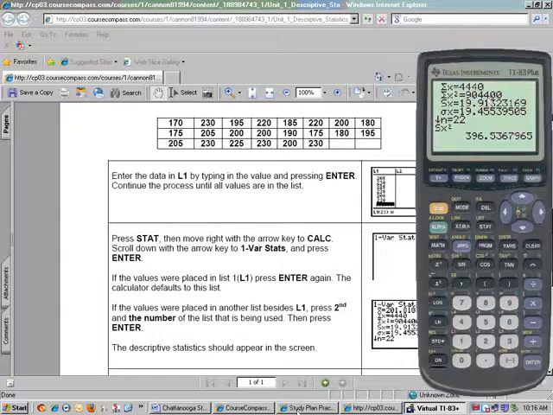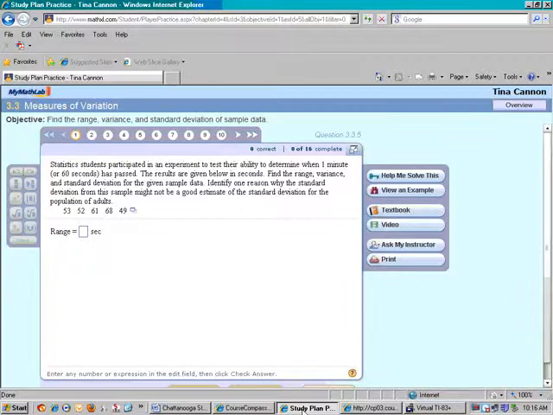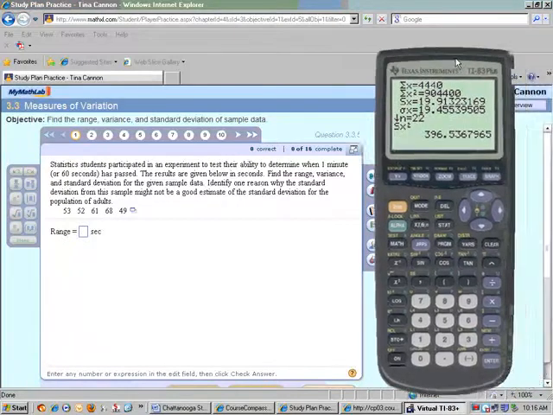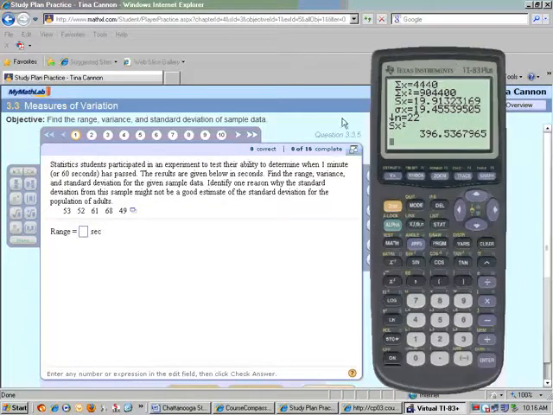So we're going to do a problem using this. I'm going to call up this problem. This is out of your book or out of your homework. This is from section 3.3 in your book, and it gives us some values, and what it asks us to do in this, it says statistics students participate in an experiment to test their ability to determine when 1 minute or 60 seconds has passed. That's without looking at your watch, of course. The results are given below in seconds.